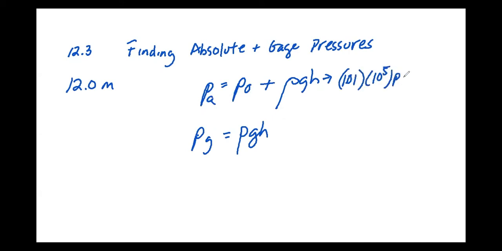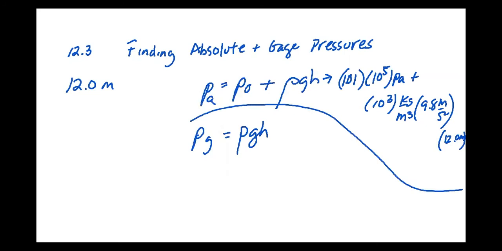12.3 is finding absolute and gauge pressures. All right, and it reads, water stands 12 meters deep in a storage tank whose top is open to the atmosphere. What are the absolute and gauge pressures at the bottom of the tank?